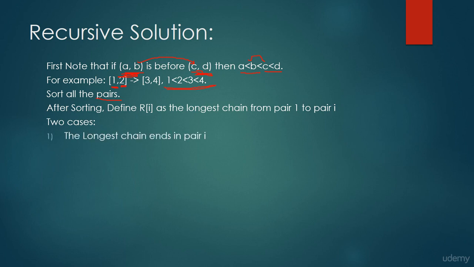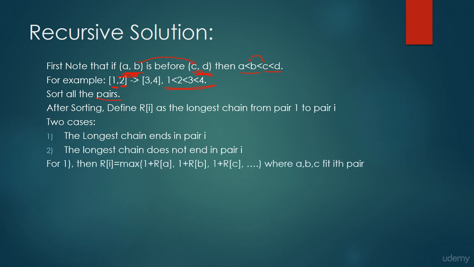Either the longest chain ends at pair i, or the longest chain doesn't end in pair i. So for the first case, Ri is equal to the maximum of 1 plus Ra, 1 plus Rb, 1 plus Rc, where A, B, C fit the ith pair. Now what does this mean? Let's think about the ith pair here. The ith pair is 2 elements, and it's here. And then there's the i minus 1 element here, and then there's a lot of elements all the way down to the first element, which is here.